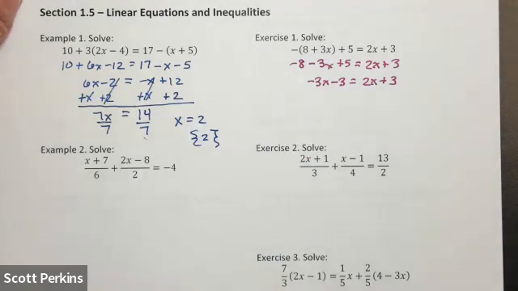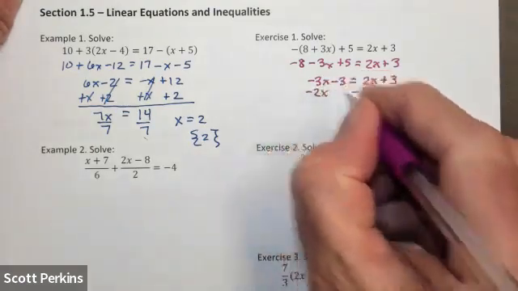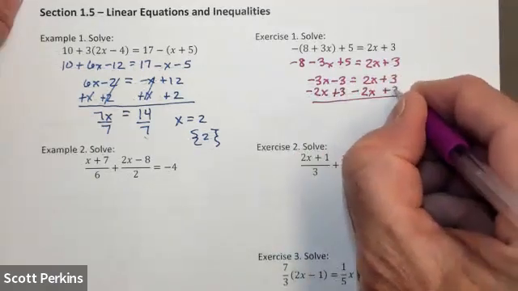Anybody struggling with that? All right, then I'm going to just put my x's on the left, numbers on the right. Again, you're free to do the opposite. We will meet up with the exact same answer. If you get anything different than I do, then one of us did something wrong. Okay, so here we go. I'm going to subtract the 2x from both sides. And then I'm going to take that 3 and add the 3.